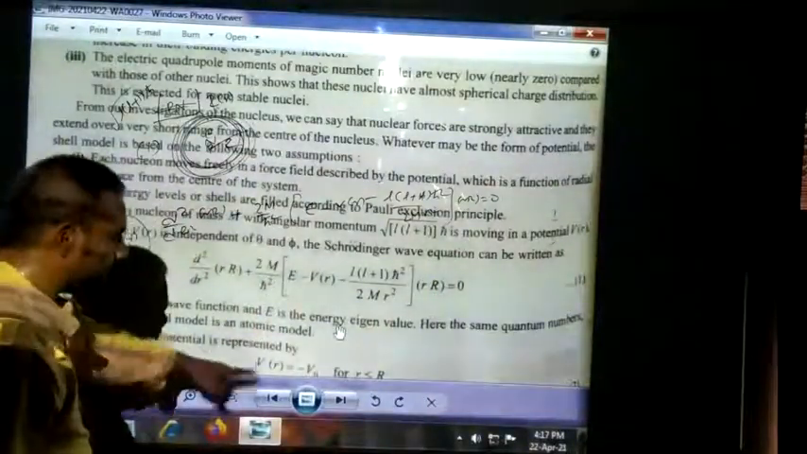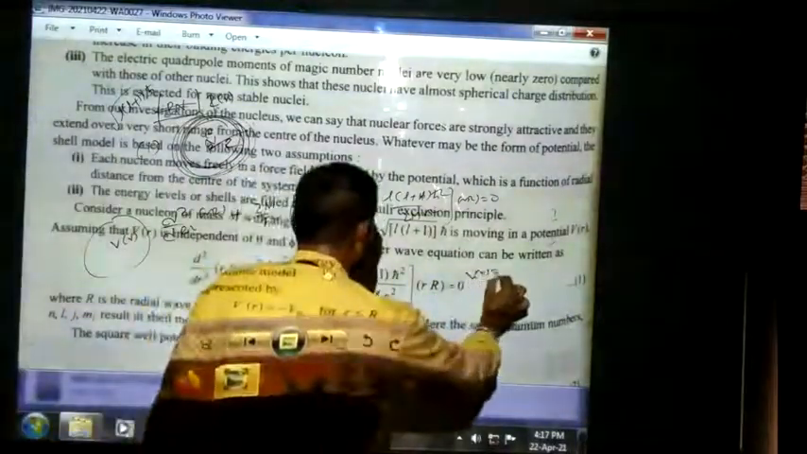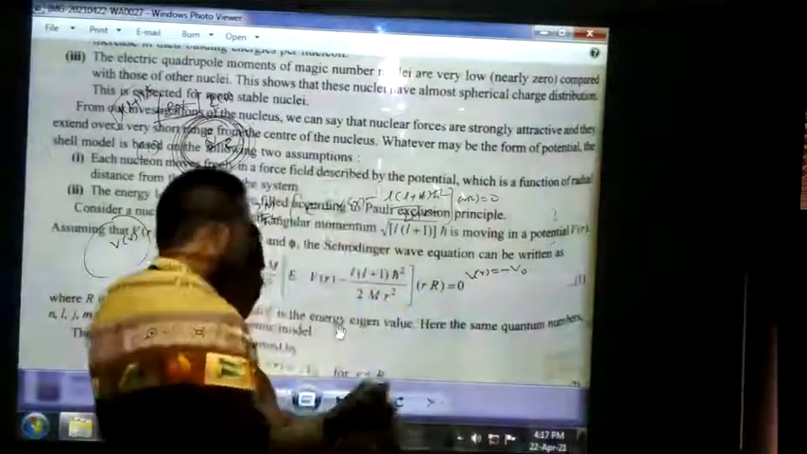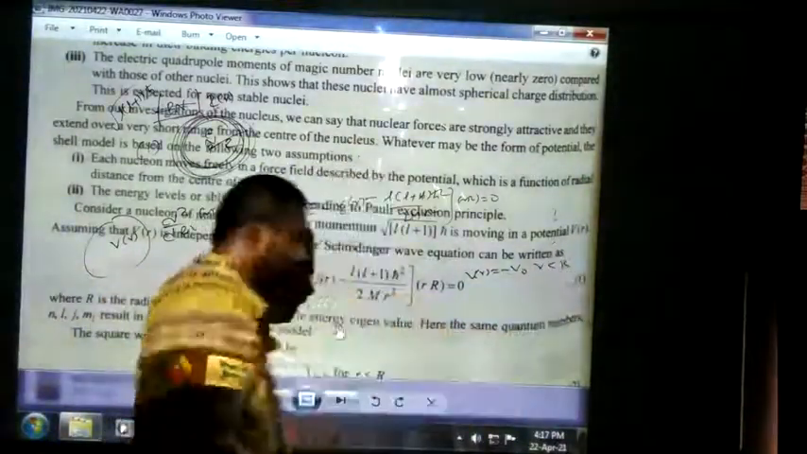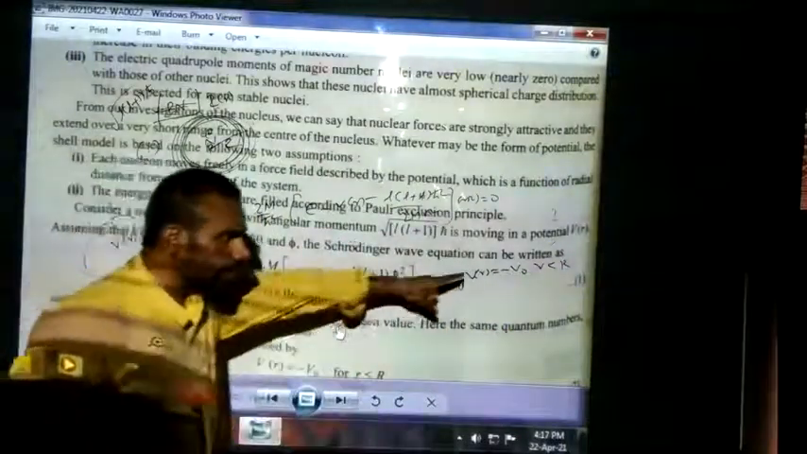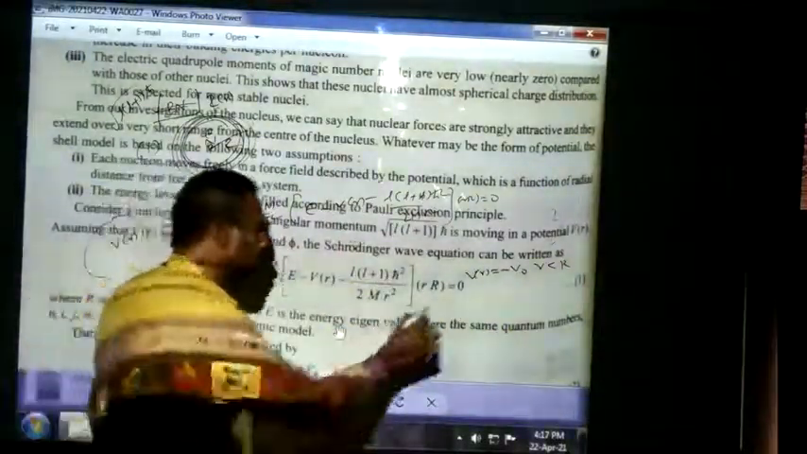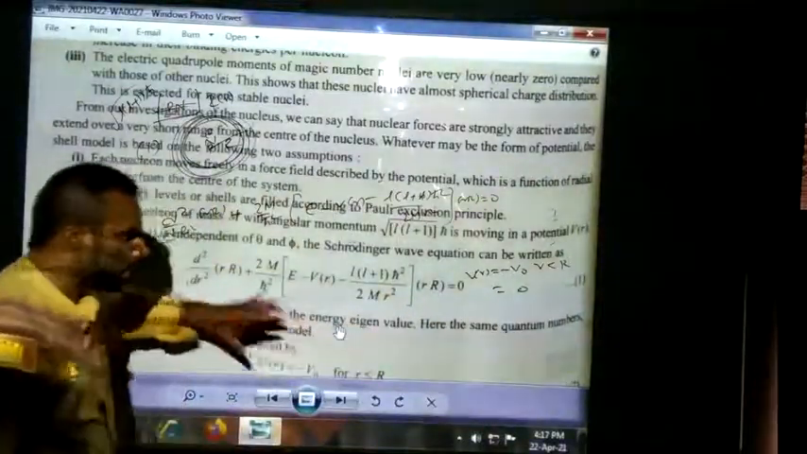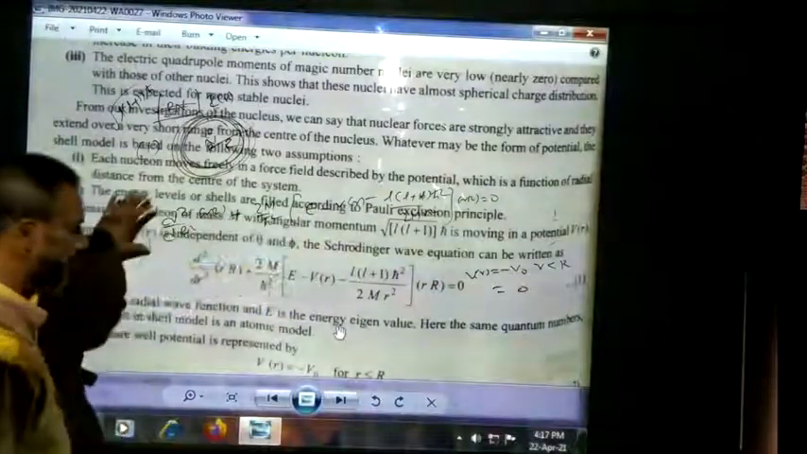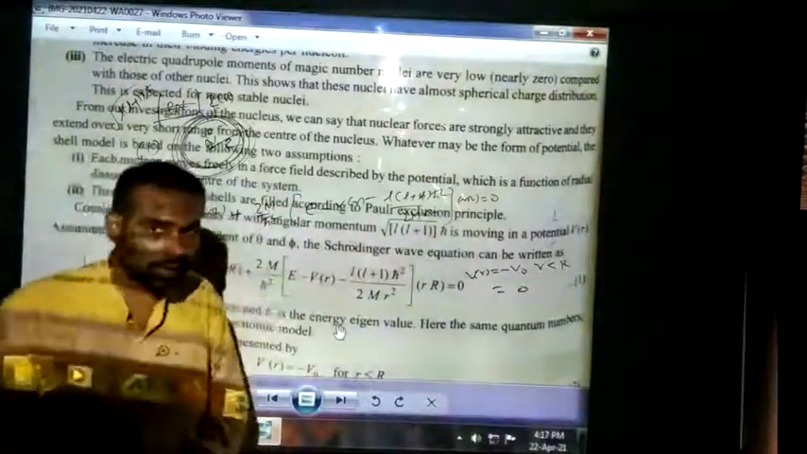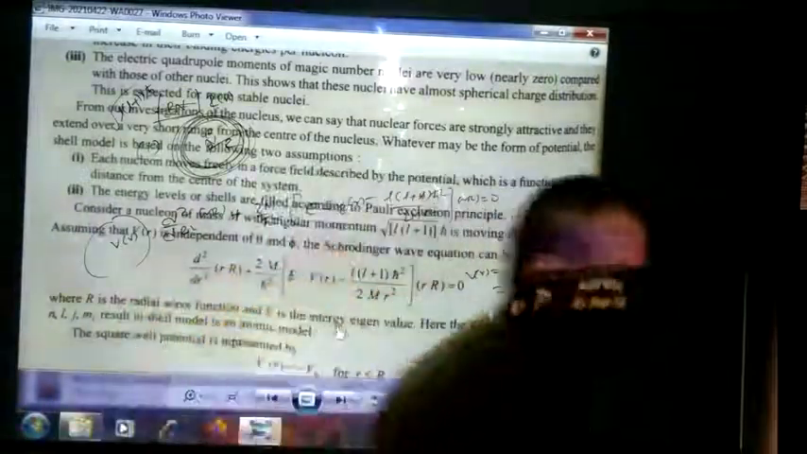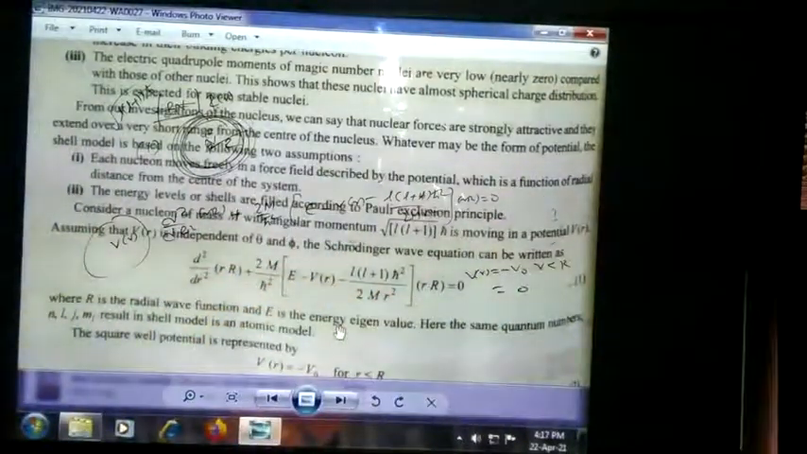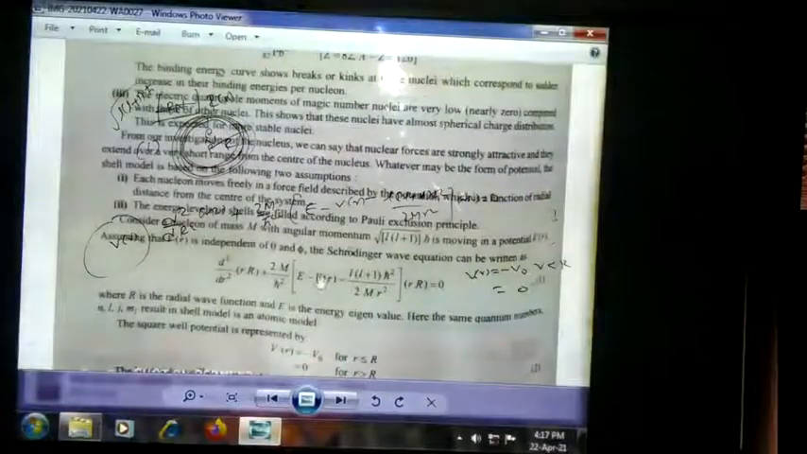The potential function is V of r equal to minus V naught for r less than capital R. Within the nucleus, the potential is minus V naught. Outside, the potential is 0. Applying these values in the Schrodinger equation and solving it, we will get all the magic numbers except 28.